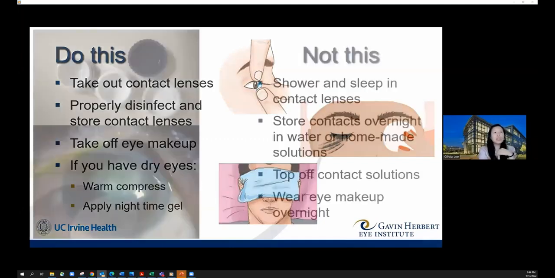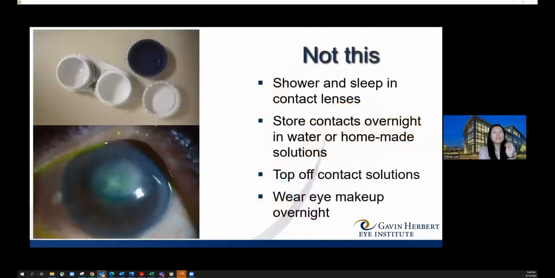What you really don't want to do is shower or sleep in your contact lenses, or store them overnight in tap water or homemade solutions, or top off the contact solution, in other words, leaving the old contact solution from the night before and just putting a little extra. You can see that some people have really terrible habits when it comes to contact lens storage and use.